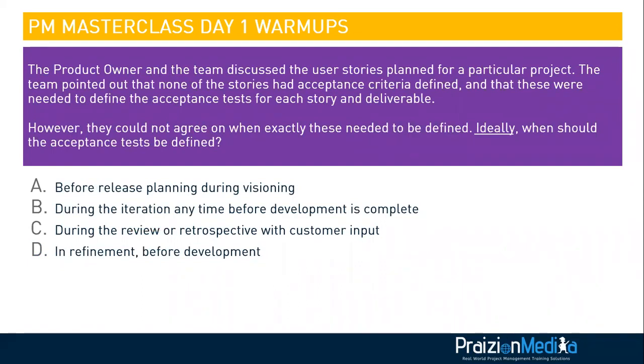The product owner and the team discussed the user stories planned for a particular project. The team pointed out that none of the stories had acceptance criteria defined, and that these were needed to define the acceptance tests for each story and deliverable. However, they could not agree on when exactly these needed to be identified or defined, rather. Ideally, when should the acceptance tests be defined? I'll give you a minute.